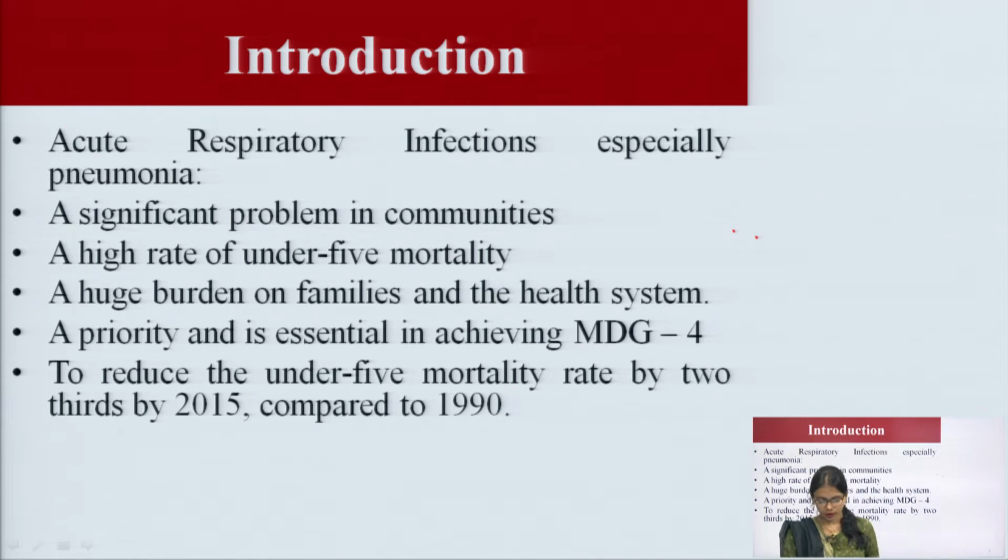Now I come to the next. It is a significant problem in communities, with a high rate of under 5 mortality and a huge burden on families and the health system, and it is a priority and essential in achieving MDG 4. I will discuss in the next slides what MDG 4 is. The goal is to reduce the under 5 mortality rate by two thirds by 2015, compared to 1990.